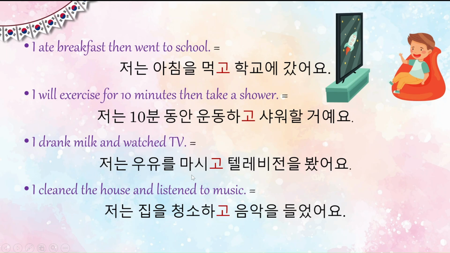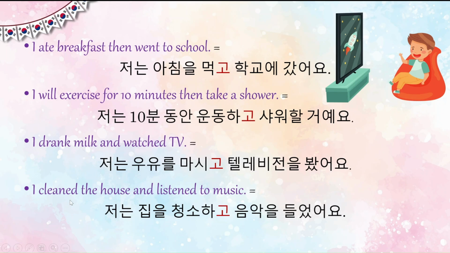So, 저는 우유를 마시고 텔레비전을 봤어요. I drank milk. 저는 우유를 마시다. Now, look, you have to attach another clause to the first one. 마시다, remove 다 and the stem is left with you: 마시. Attach go to it. 저는 우유를 마시고, I watched TV, 텔레비전을 봤어요. Okay, this is very simple. Once you know the format for using a particle, it becomes very easy for you to frame sentences.